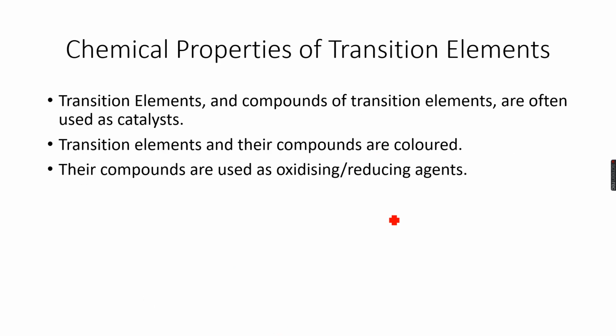Okay, so chemical properties of transition elements. Very important again. We'll be using these in the rates of reaction chapters as well, the reaction kinetics chapter when we are doing catalysis. Transition elements and compounds of transition elements are often used as catalysts. If you remember the Haber process, we used iron as a catalyst to react nitrogen and hydrogen to form ammonia. And if you remember the contact process, we used vanadium pentoxide as a catalyst.